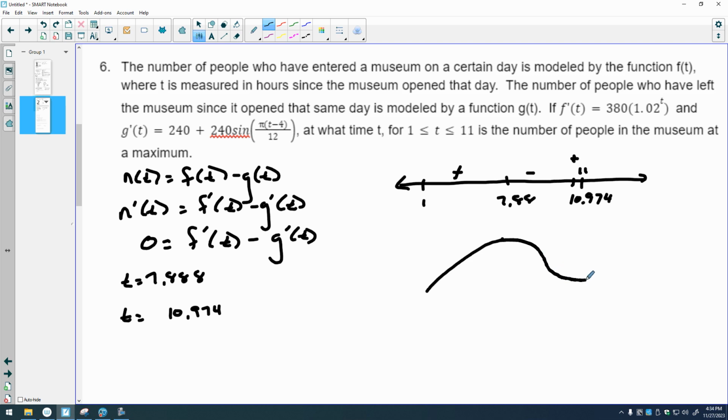Then at 10.974, it stops and goes up for just a fraction of a second. So the question is, which is bigger, this number or this number? Well, this only increased for a tiny little bit. This increased for all that time. So this is going to be a larger value than this. 7.88 is a max. Can I say that with certainty?